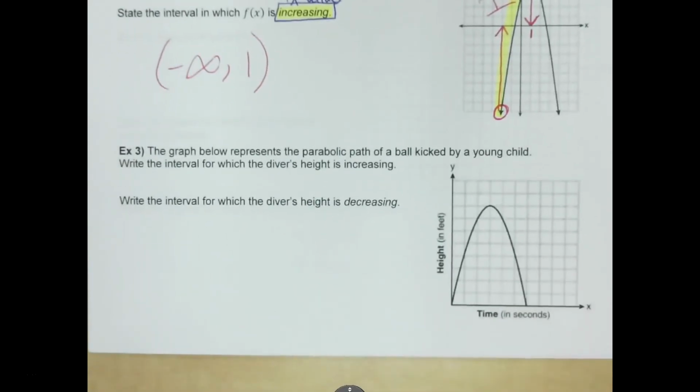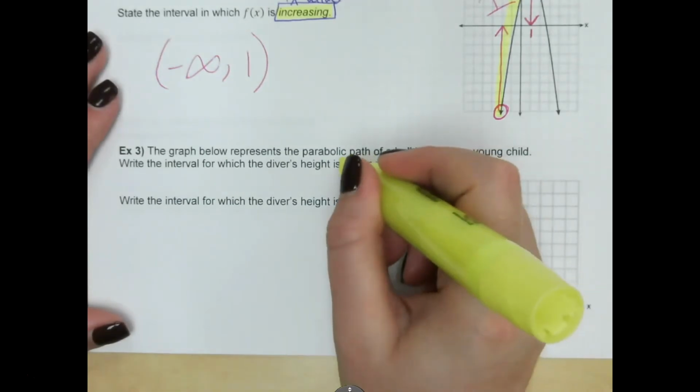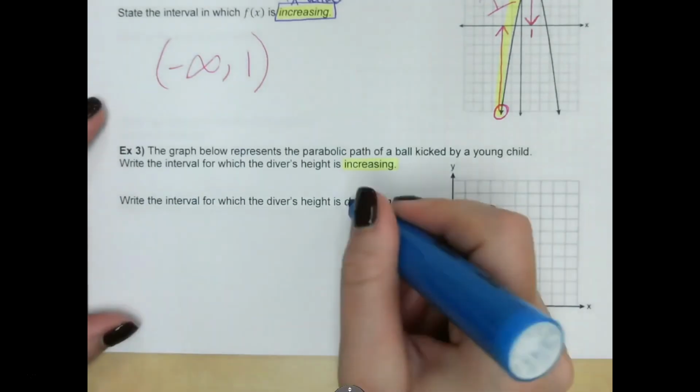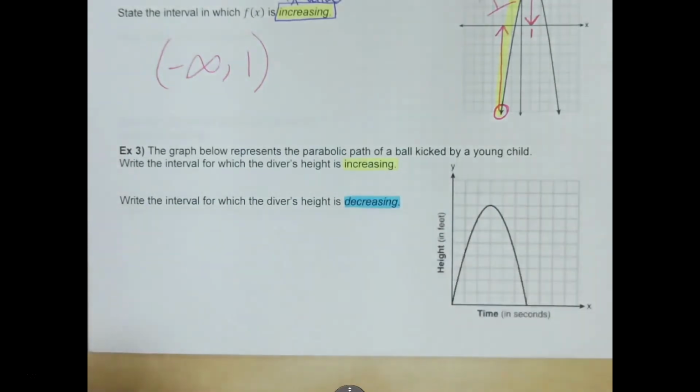It says the graph below represents the parabolic path of a ball kicked by a young child. Write the interval for which the diver's height is increasing. It also says we want to write the interval for which the diver's height is decreasing. All right, so just like we were doing before, I want to highlight out my keywords here. So at first I want to see where he is increasing. That's going to be one color. Then I want to go back and I want to see where he is decreasing, and I'm going to represent that with a different color.